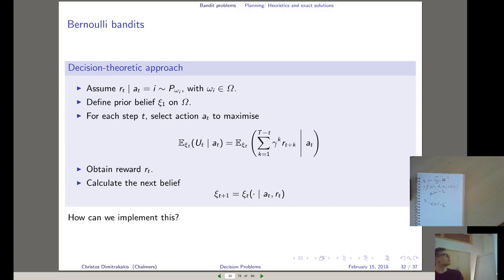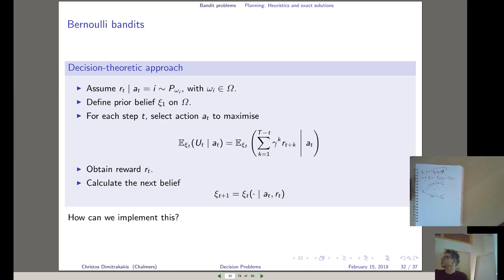So as a basic little exercise session today, we'll do the Bernoulli bandit problem, where we have a bunch of bandits, arms, which are Bernoulli. That means that you get a reward 1 with probability p, and 0 with probability 1 minus p. And we start with some prior belief. And then, ideally, we would like to maximize, at any point in time t, our future reward for all steps.